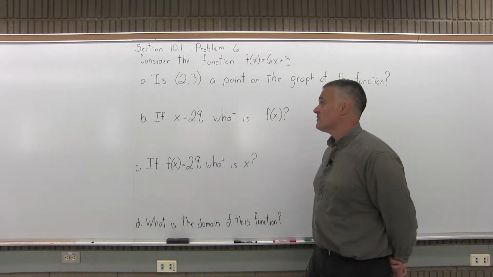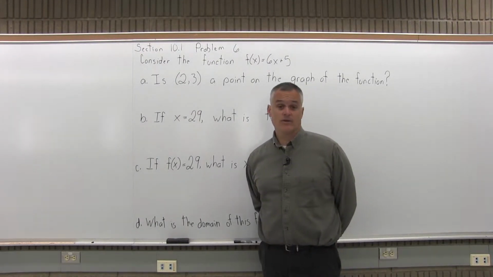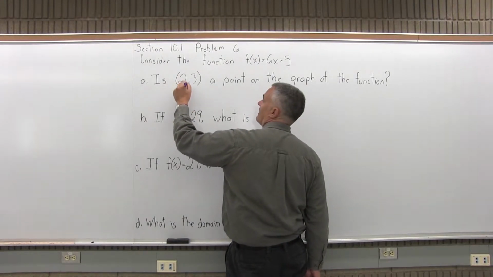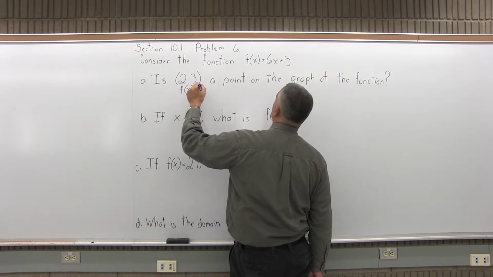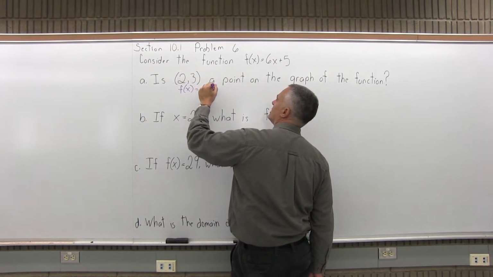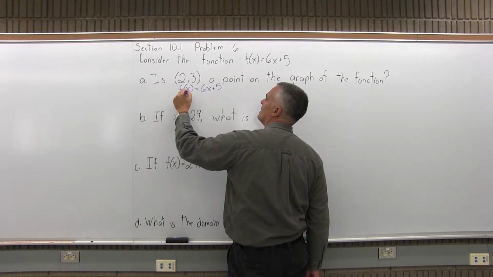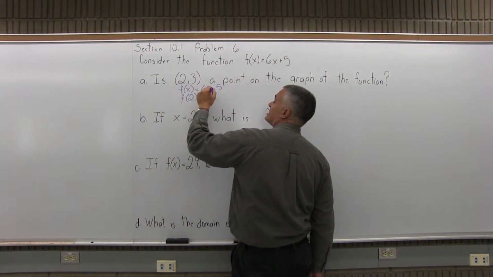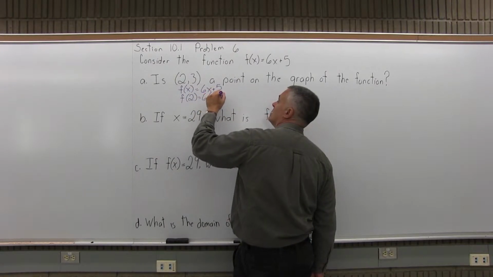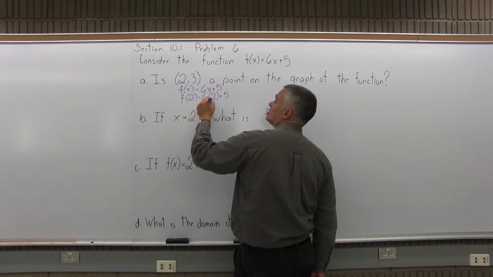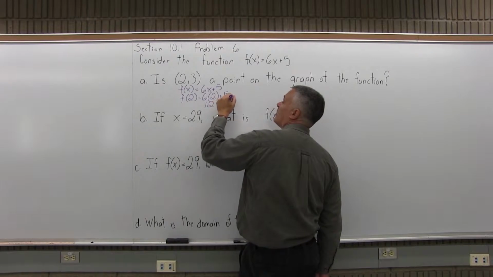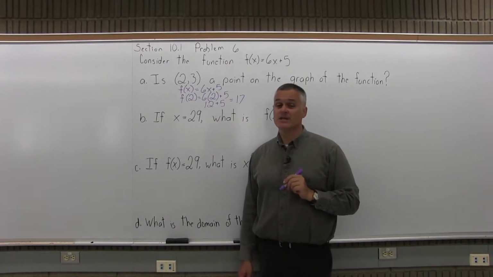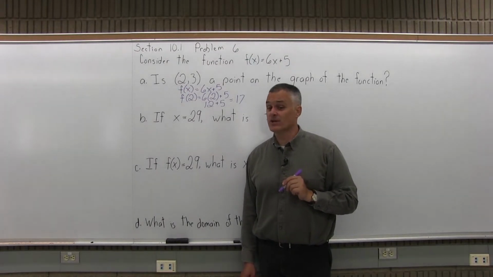Basically what it's saying is if you put in a 2 for this function, do you get out a 3? Well, check it. So if I have f of x equals 6x plus 5, if I put in a 2, f of 2 is 6 times 2 plus 5. 6 times 2 is 12. 12 plus 5 more is 17. So if I put in a 2, I get out a 17. The point (2, 17) is a point on the graph.